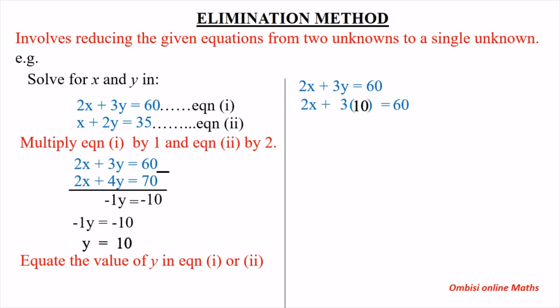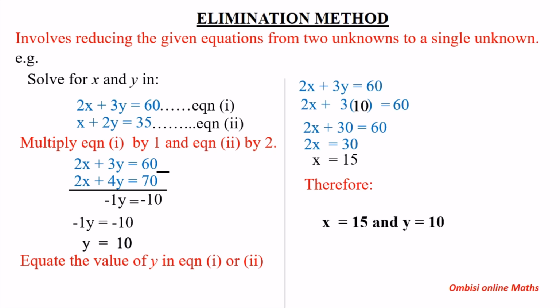So it translates to 2x plus 30 equals 60. Subtract 30 from both sides, and you end up with 2x equals 30. Divide both sides by 2, and you end up with x equals 15. Therefore, we have established using the elimination method that the value of x equals 15 and the value of y equals 10.